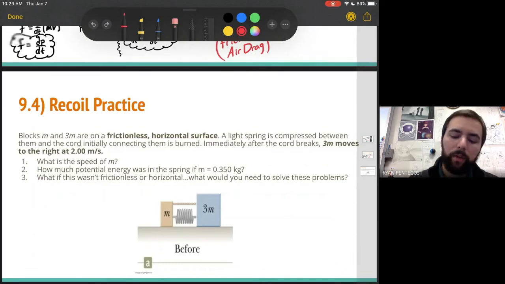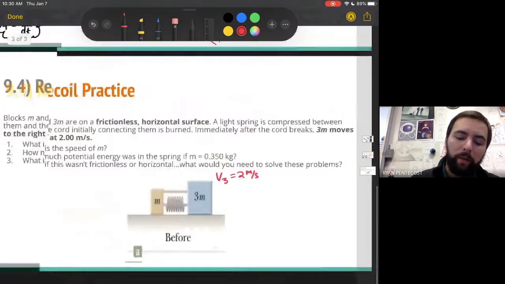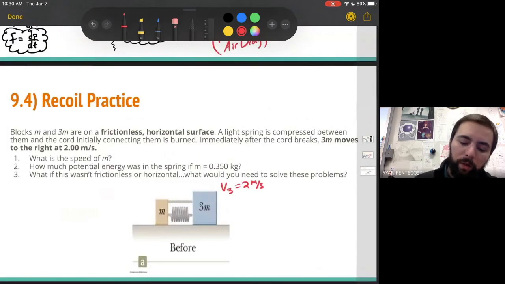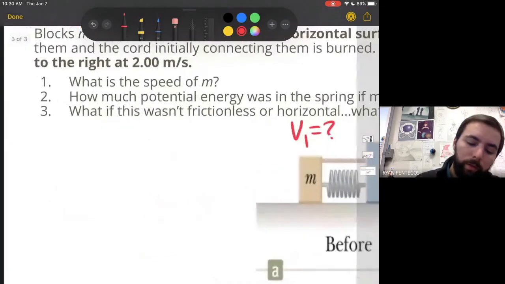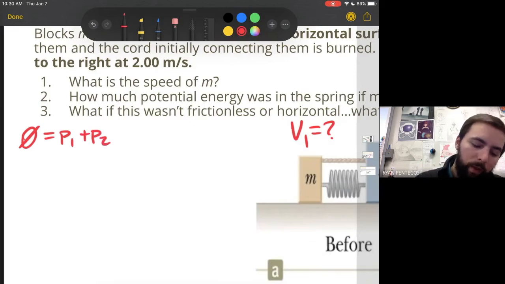Immediately after the cord breaks, 3M moves to the right at 2 meters per second. So let's call this v3 for 3M, traveling at 2 meters per second immediately after the cord breaks. What is the speed of m? We want v1. Since it's a frictionless horizontal surface, we'll say momentum is conserved. They start off with zero momentum, because they're attached to each other. Then all of a sudden you've got p1 plus p2. Well, we need p1, so let's subtract p2 to the other side to solve for p1.